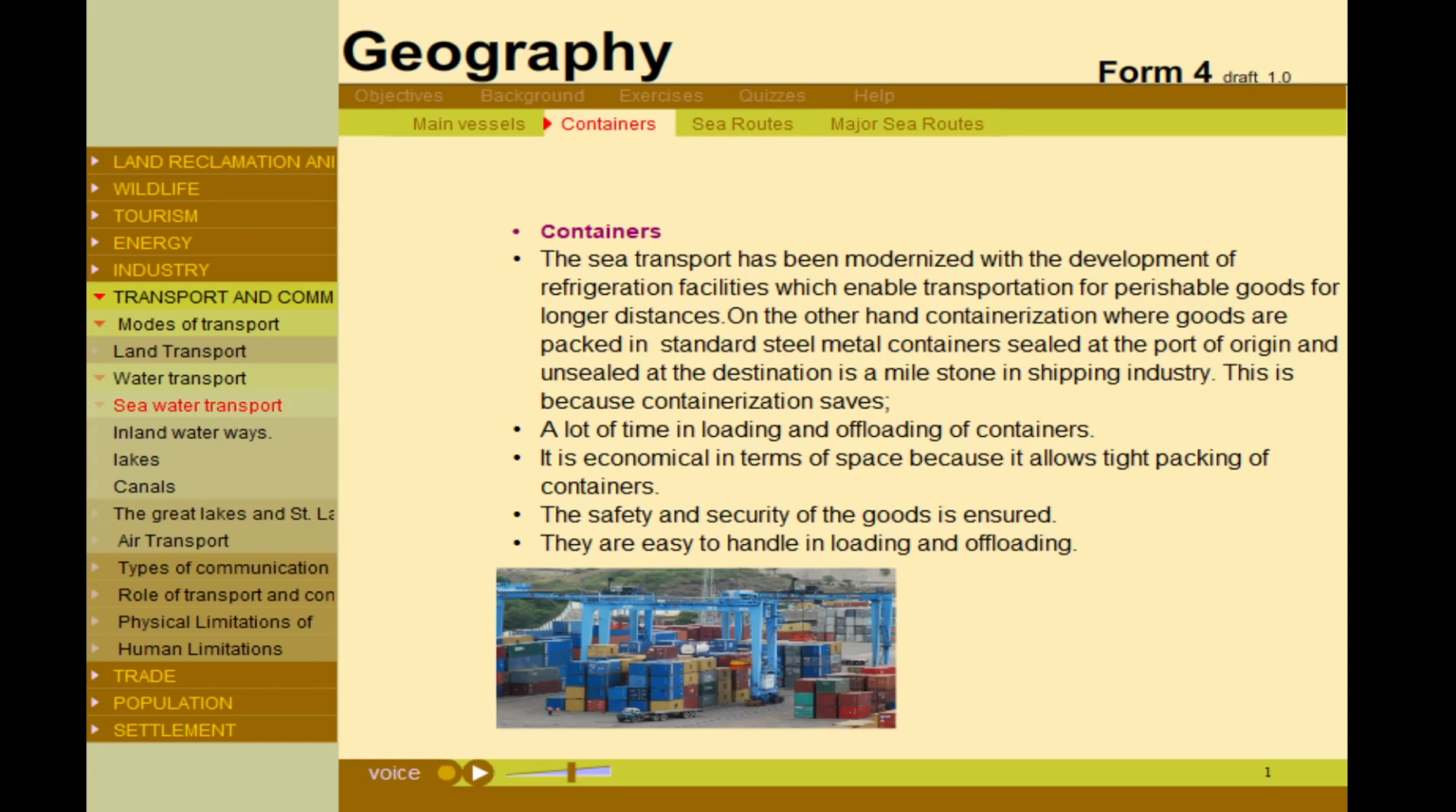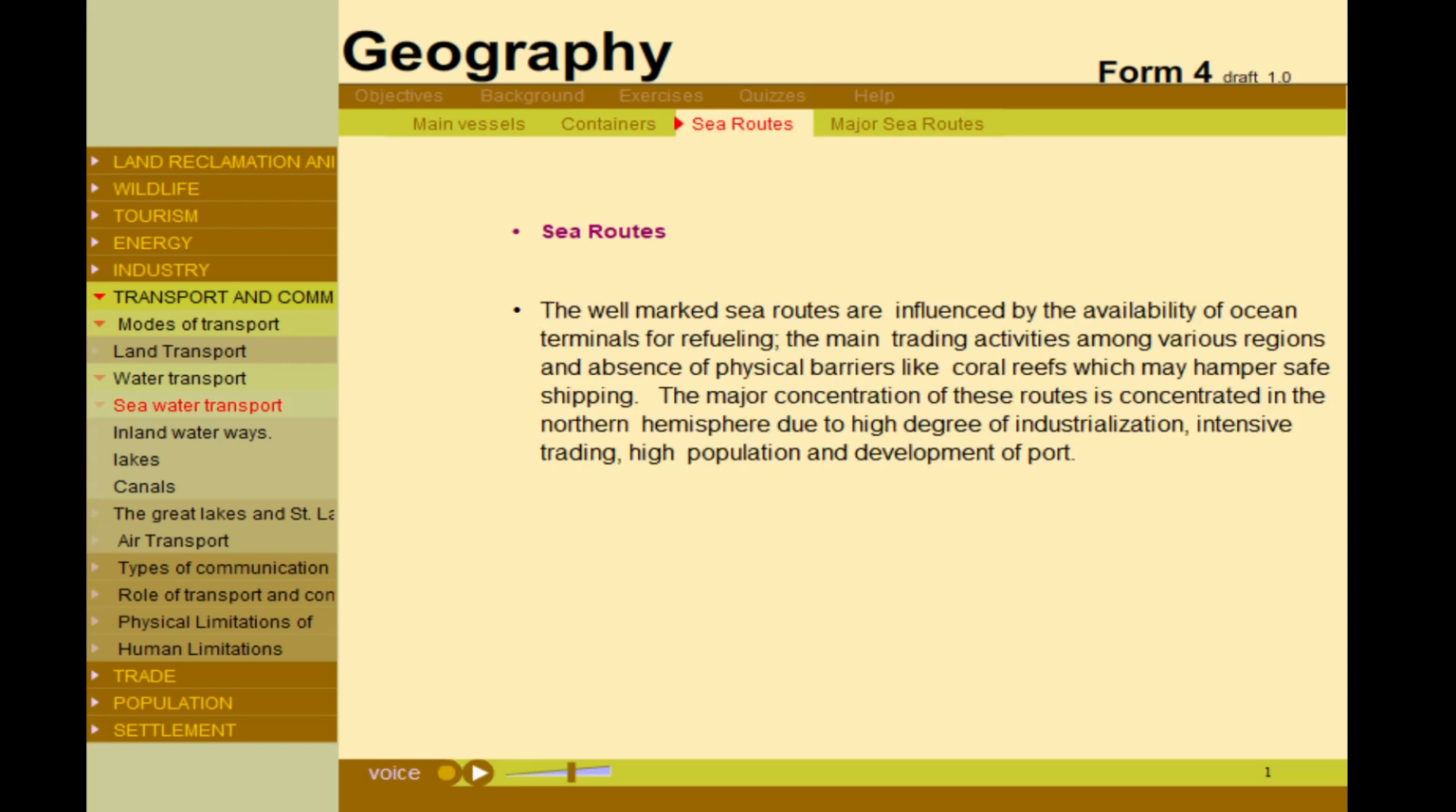The well-marked sea routes are influenced by the availability of ocean terminals for refueling, the main trading activities among various regions, and absence of physical barriers like coral reefs, which may hamper safe shipping. The major concentration of these routes is in the Northern Hemisphere due to high degree of industrialization, intensive trading, high population, and development of ports.